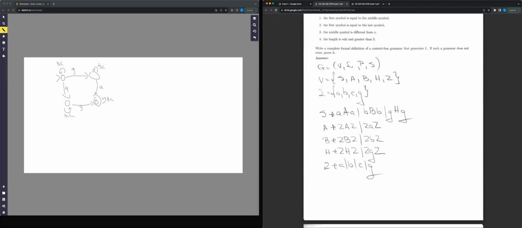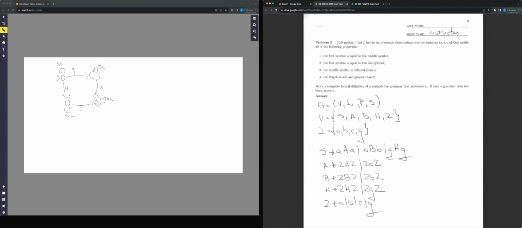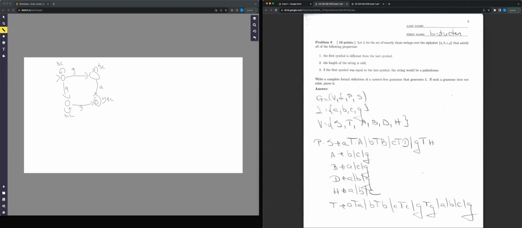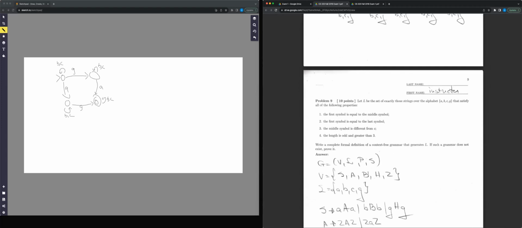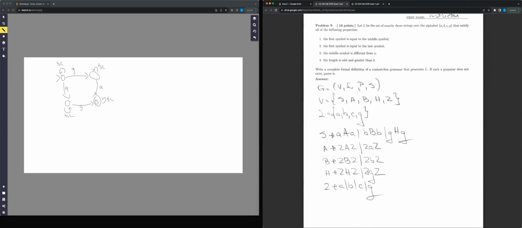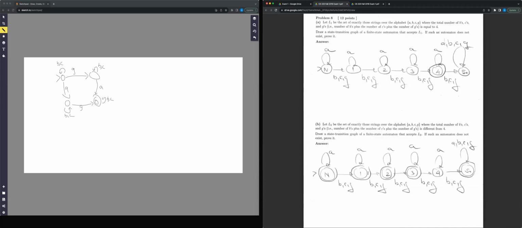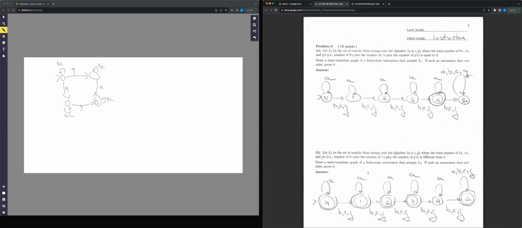Yep. These are some challenging context-free grammar questions. If you guys want to try them, you can try them. You guys probably will struggle a lot with these though. That's all the topics.